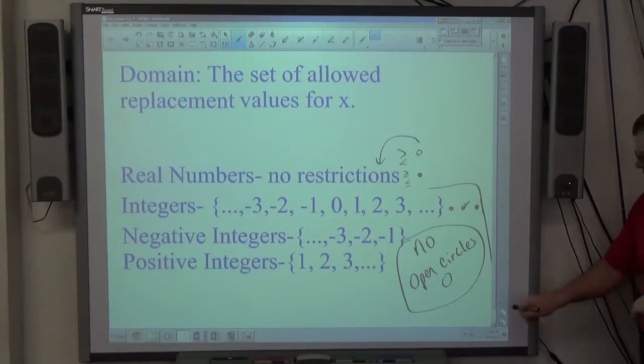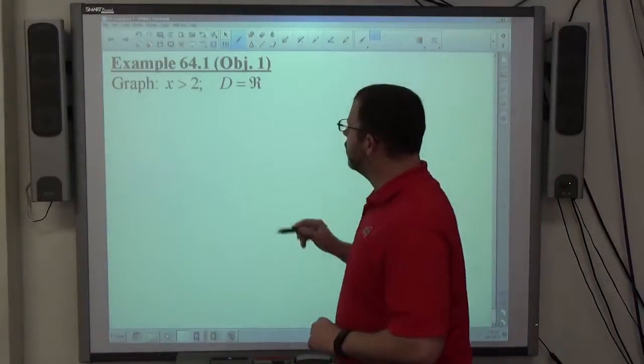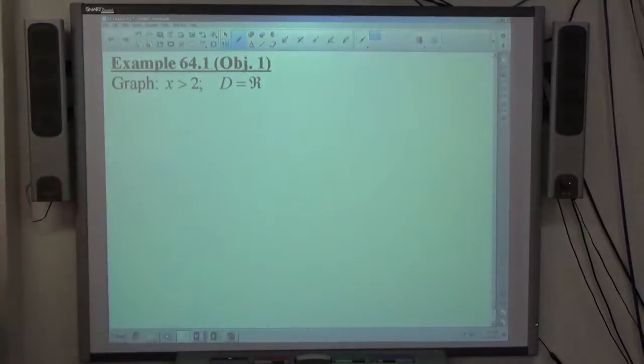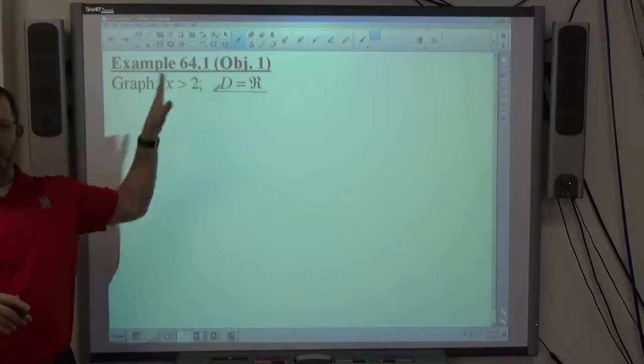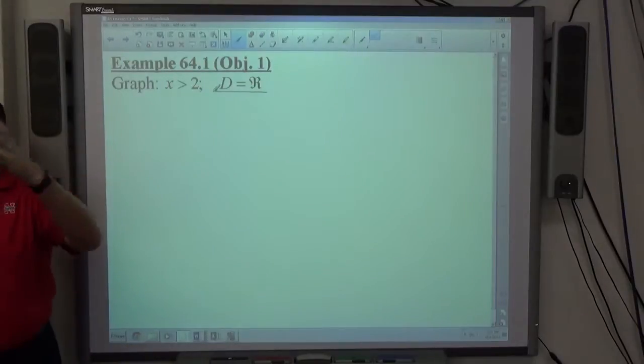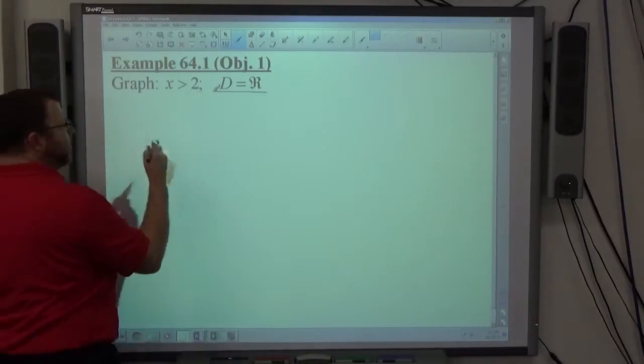All right? So example 1. Graph x is greater than 2, domain is the set of real numbers. All right, so if I see domain equals real numbers, and this is a fancy R for real numbers, they might actually have the word reals, or they might have real numbers. All that means is to graph like normal.